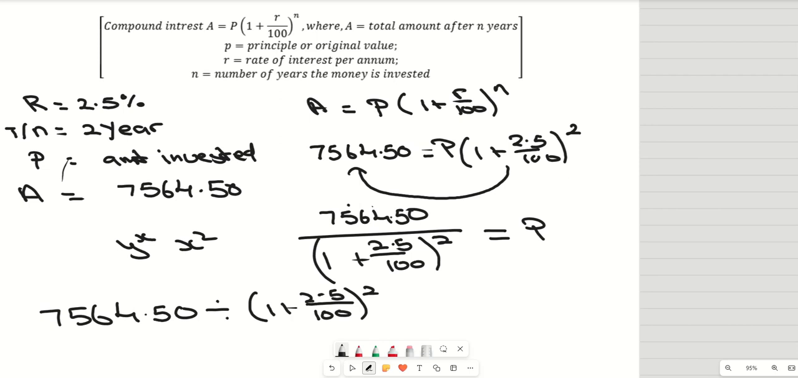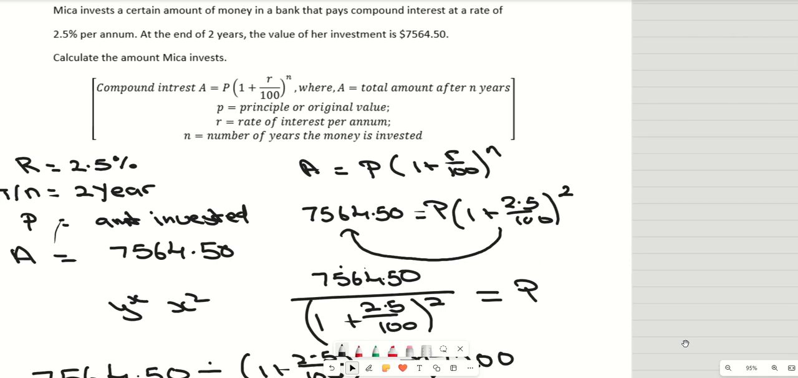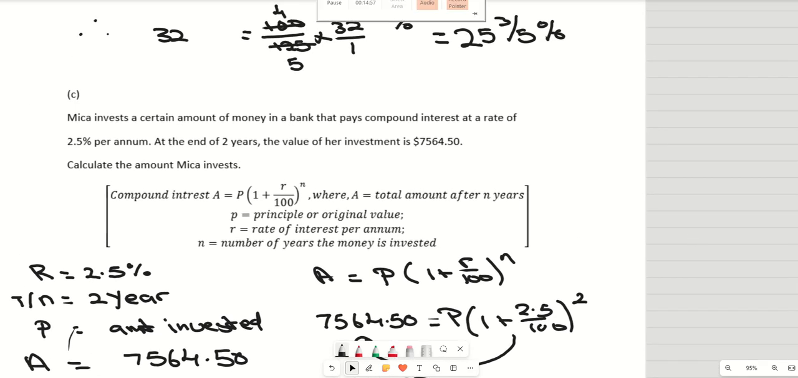Let's do it. 7564.5 divided by open bracket 1 plus 2.5 over 100, close bracket, squared. And when you put that, you're going to get an answer of 7,200. So your principal, or the amount invested, is 7,200. And that is how you would do this question. And I think, yes, that is the end of January 2023, number 1.